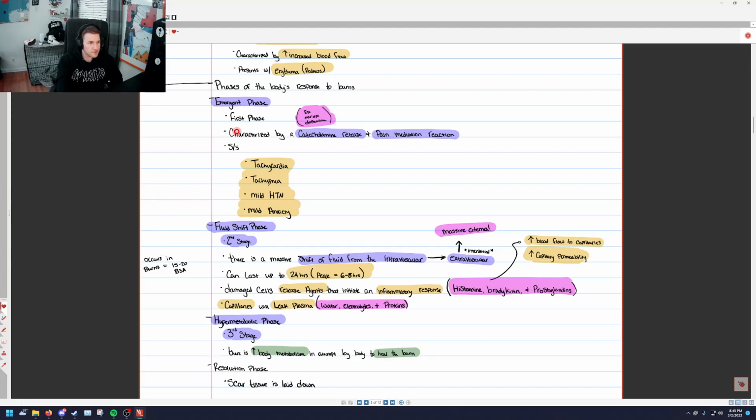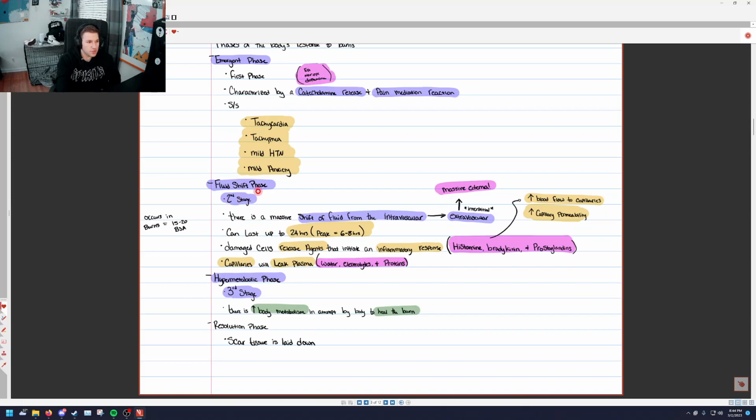So we have phases of the body's response to burns. This can be our first, our emergent phase. We're going to have a catecholamine release. So we have our catecholamines of epi, norepi, and dopamine, and pain mediation reaction. So we're going to see things with our catecholamine dump. We're going to see tachycardia, tachypnea, mild hypertension, and mild anxiety, all due to our catecholamines.